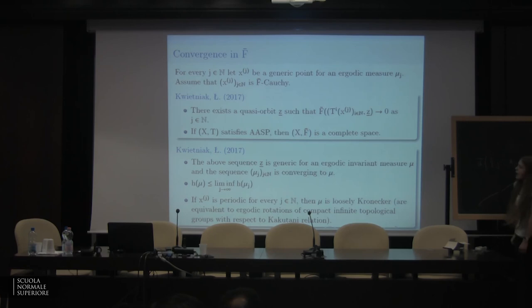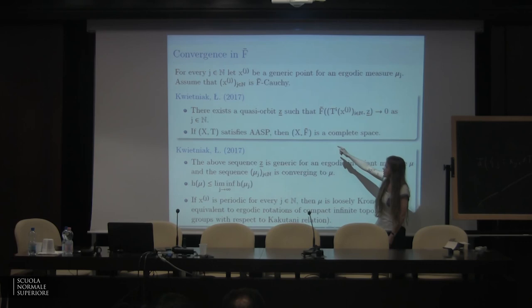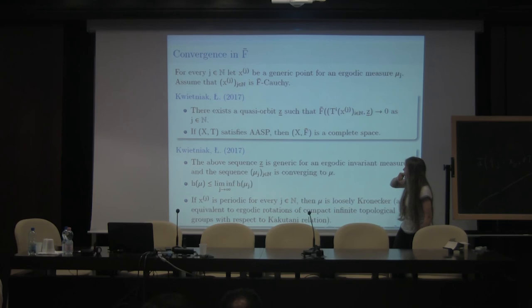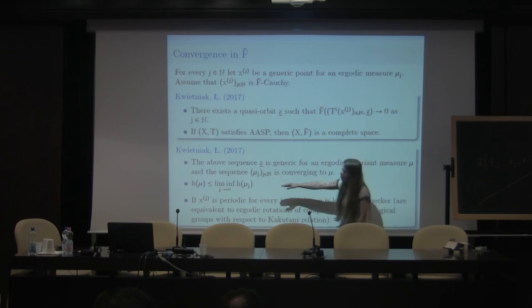And if our system satisfies some specification property or asymptotic shadowing property or something like that, then we can just shadow this quasi-orbit by a normal orbit, and then we will obtain that our space is complete. But even if our system does not satisfy the specification property, the existence of this quasi-orbit is enough to show that the sequence mu_j is converging with respect to the weak star topology to some ergodic measure. This quasi-orbit is generic for this ergodic measure. Moreover, we have lower semi-continuity of the entropy.